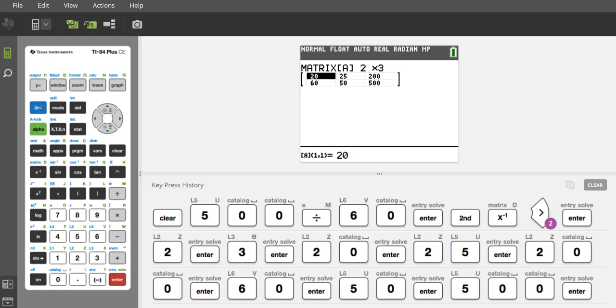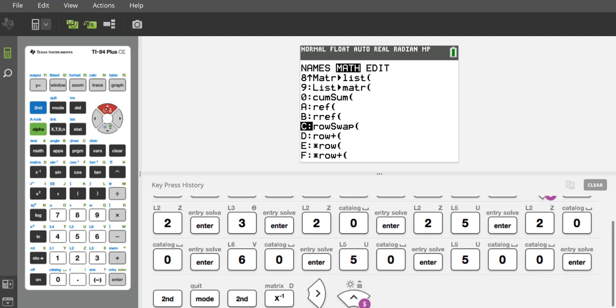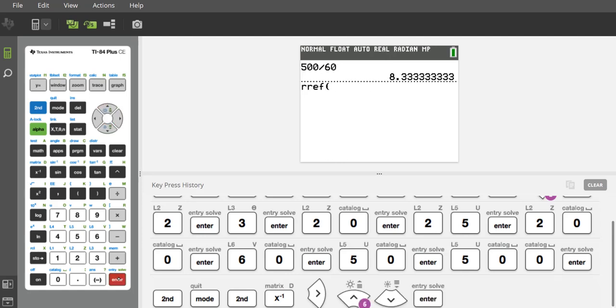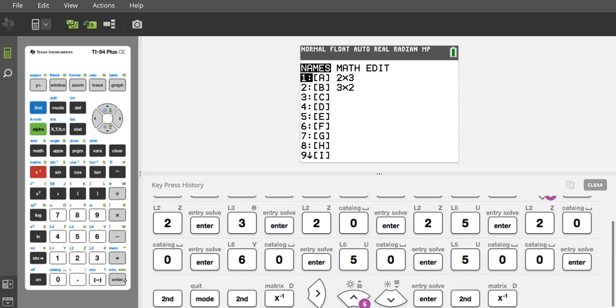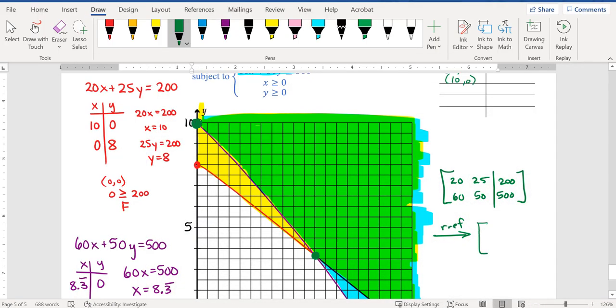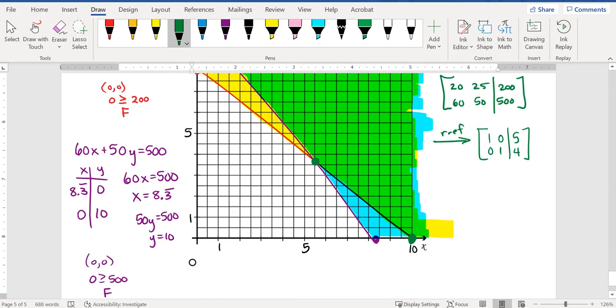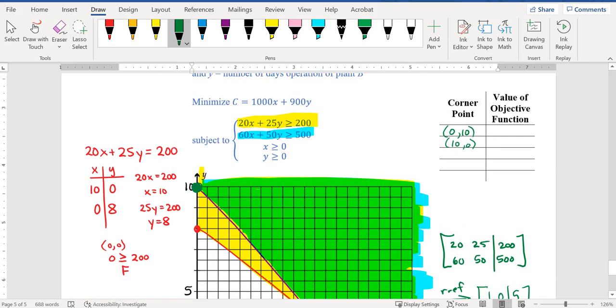If I go second matrix math and go up to RREF, hit enter, second matrix enter, I get 5, 4. Now, on my graph, I couldn't really tell that. Here's 5, 4 right here. Anyway, it's a little off. But that point of intersection is 5, 4.